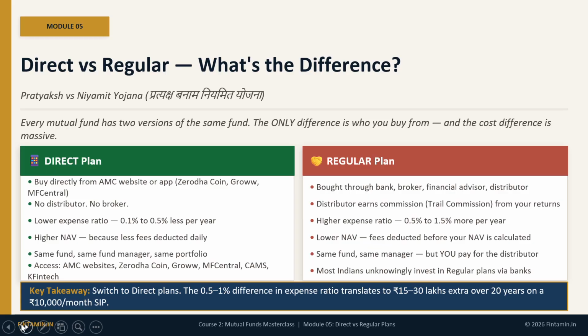Same fund, same manager, same portfolio. Just a different plan. 24 lakh rupees is the cost of investing in a regular plan. If you are currently in a regular plan, switch to direct today. I will tell you exactly how.